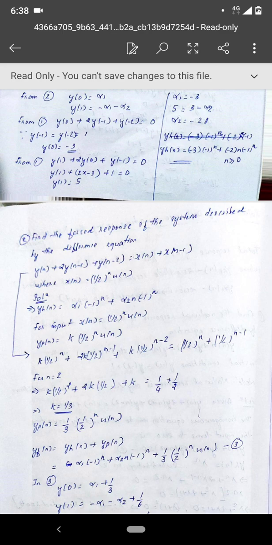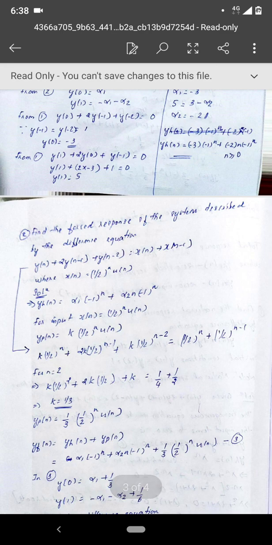From 1, you just substitute n is equal to 0, we'll get y of 0 plus 2 y of minus 1 plus y of minus 2 is equal to 0. In that you can see that the initial conditions y of minus 1 and y of minus 2 are equal to 1. So you substitute that and we'll be getting y of 0 as minus 3. Likewise, from 1, you substitute n is equal to 1, you'll get y of 1 plus 2 into y of 0 plus y of minus 1 is equal to 0. Y of 0 is already known, y of minus 1 is already known. Substitute and get the value of y of 1 as 5.